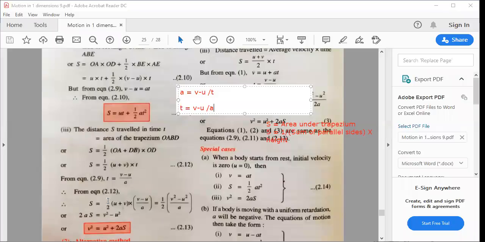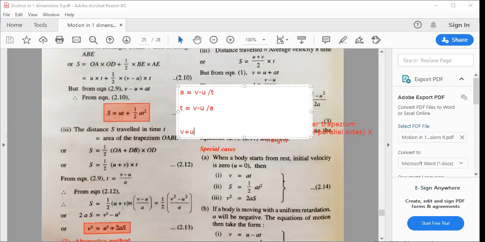Now what will happen? S is equal to half U plus V and V minus U. Now here, if you observe, it has become V plus U and V minus U. So what identity can you use? It will become V square minus U square. I hope you are understanding. It is the a plus b and a minus b formula, a square minus b square. So can I write V plus U and V minus U as V square minus U square? So we have written that: V square minus U square upon A.